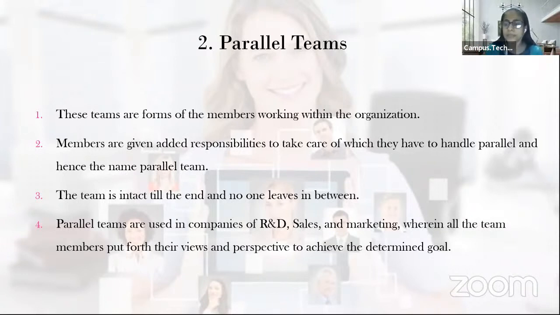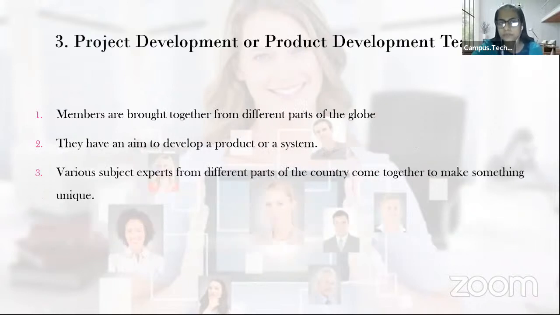And here they are given the added responsibility which they have to take care of along with the work they have already been given. So parallelly, simultaneously, they work on two different responsibilities.